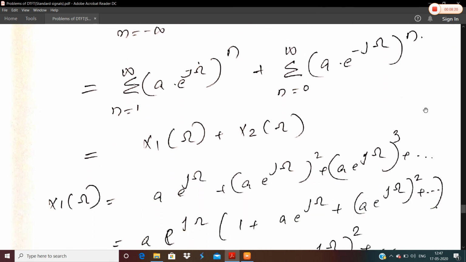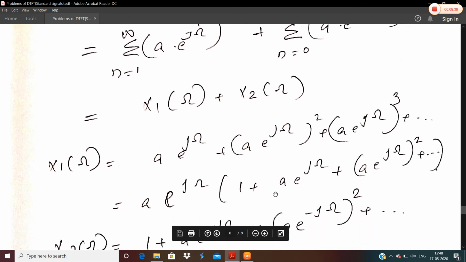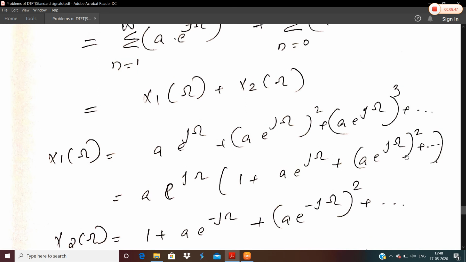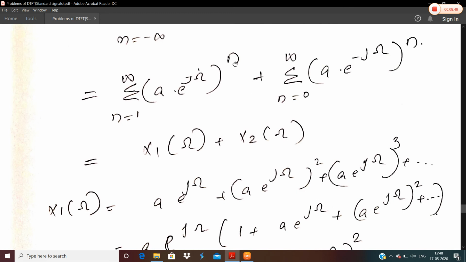So you have to find x1 of omega and this is x2 of omega. We are writing it as a summation of two separate DTFTs. So x1 of omega is nothing but a into e raised to j omega plus a into e raised to j omega square plus a into e raised to j omega whole cube. This is what we did in the previous question. So a into e raised to j omega is taken outside. It becomes 1 plus a into e raised to j omega plus a into e raised to j omega square. That is, we are just giving values for n is equal to 1 to infinity. So we'll get it in this form.